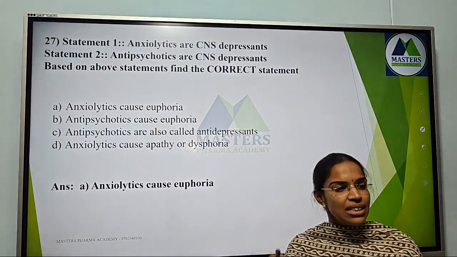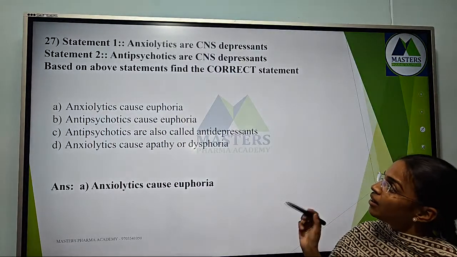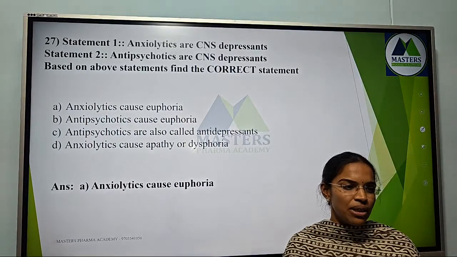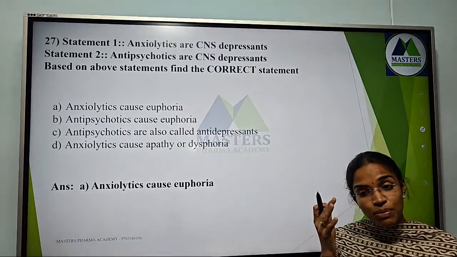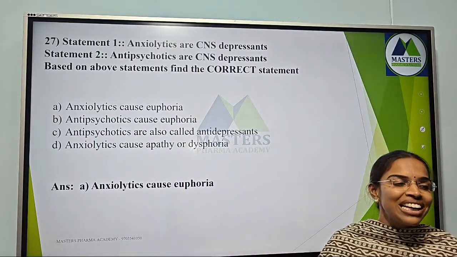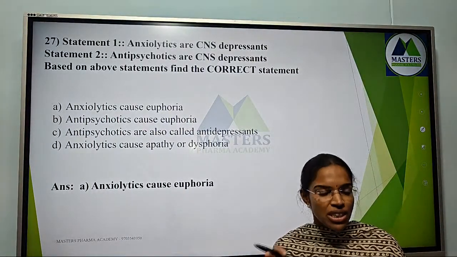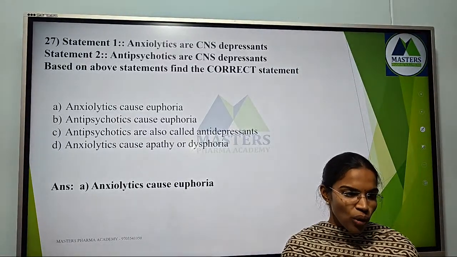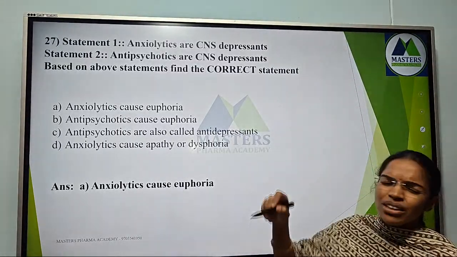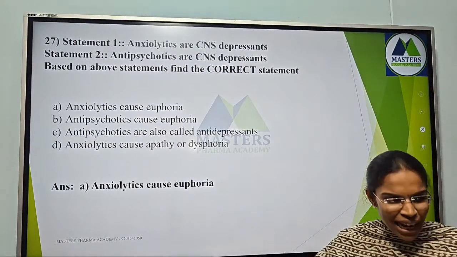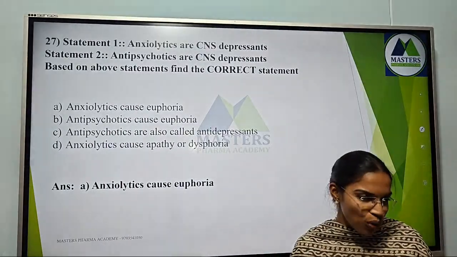Anxiolytics are CNS depressants, and antipsychotics are also CNS depressants, but the antipsychotics' mechanism of action is completely different, and the anxiolytics' mechanism of action is completely different. So out of these, what we can generalize is anxiolytics can cause euphoria.